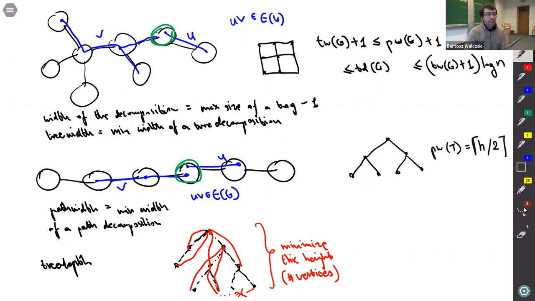And on the other hand, it is known that if the path width is large, then it must be witnessed by some large binary tree as a minor. However, the dependence here is no longer polynomial, and it's easy to see that it cannot be polynomial because, for instance, if you take the complete graph, then you can only have a binary tree of logarithmic size in it. And for tree depth, the canonical obstruction is just a long path. Tree depth is large if and only if there are long paths.